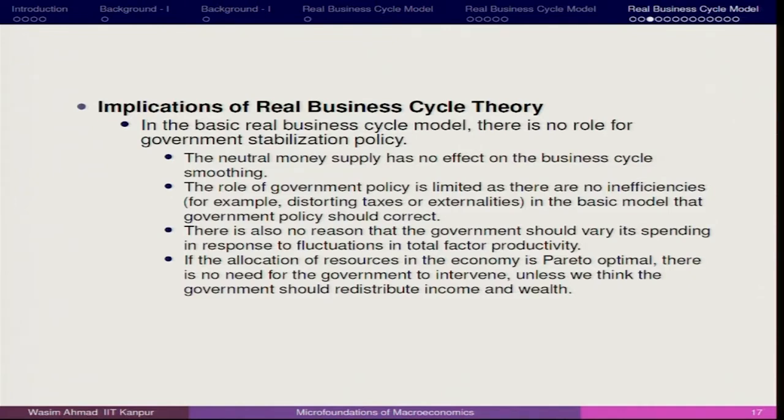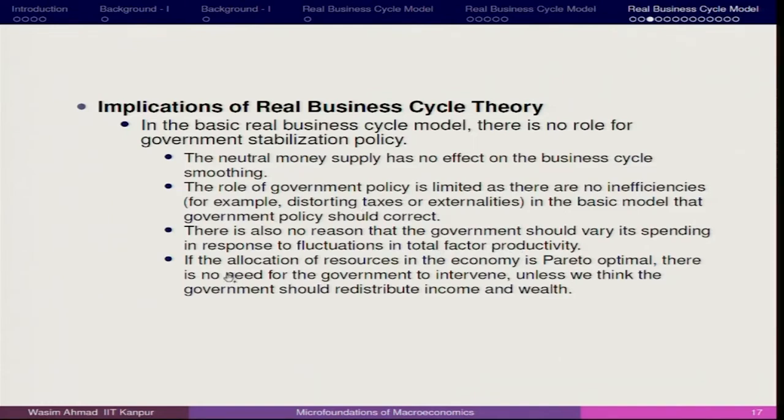So, inefficiency in the sense that we are talking about distorting taxes and externalities, and this is how they interact. There is also no reason that the government should vary its spending in response to fluctuations in total factor productivity. The government does not need to go for higher spending or vary it with regard to total factor productivity, because we do not see any kind of inefficiencies.